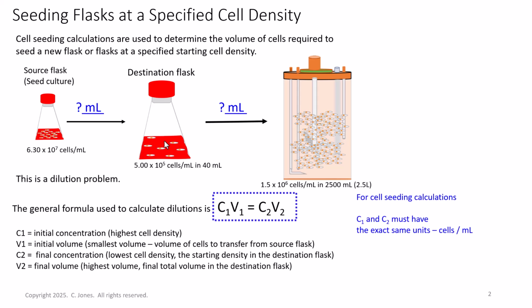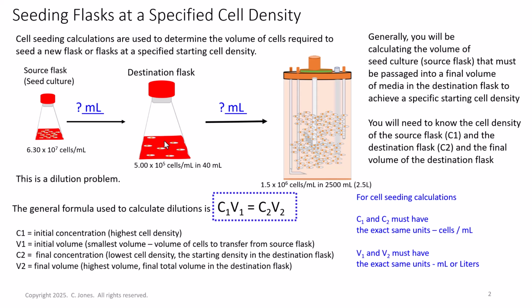Okay, just an important reminder, C1 and C2 must have the exact same units, and when we do cell density calculations, those units will be cells per milliliter, and V1 and V2 must also have the exact same units, either mils or liters. So at a small scale, the units that we'll use will be milliliters, but if you start to proceed to a larger scale, then it'll be liters. And at some point in time, I will write another series of videos dealing with bioreactors and how to do some of those calculations.